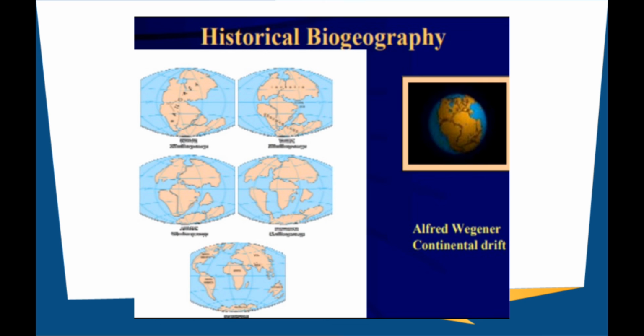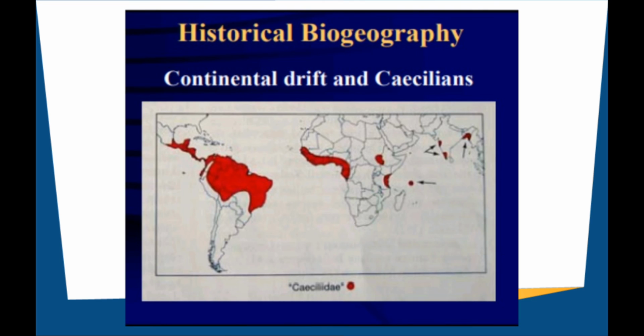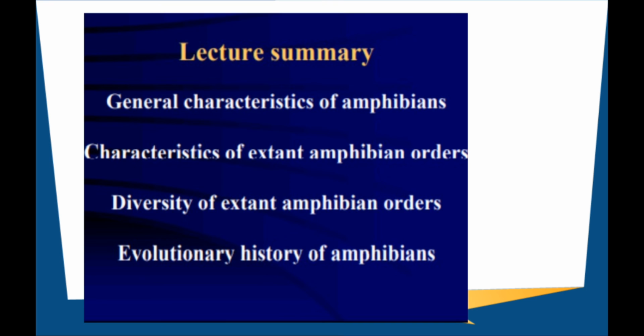Alfred Wegener was the one who proposed the continental drift theory. In this figure, it shows the continental drift and how caecilians have evolved and diversified. This is the overall summary of this lecture video.